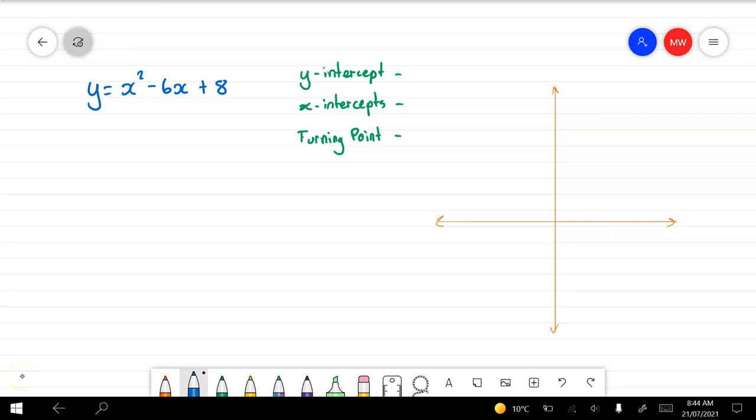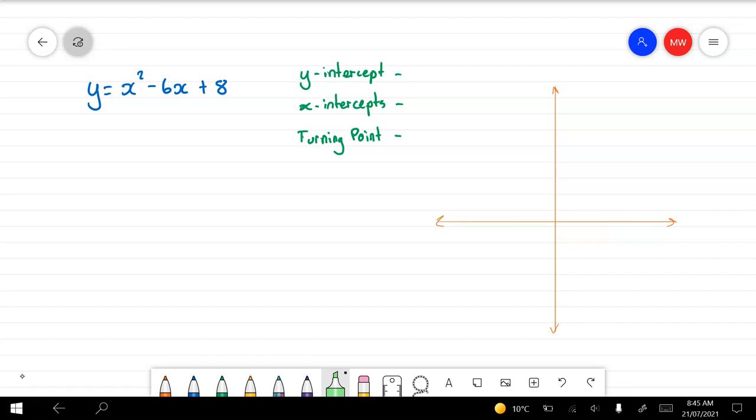Right, let's plot this quadratic function. We can see that it's written in expanded form. That's really useful because straight away we'd be able to identify the y-intercept. In this question, we'll pretend that we're being asked to identify and label the y-intercept, the x-intercepts, and the turning point. You might not always be asked to find all of those, but this is how you find each of them, or one of the ways anyway.